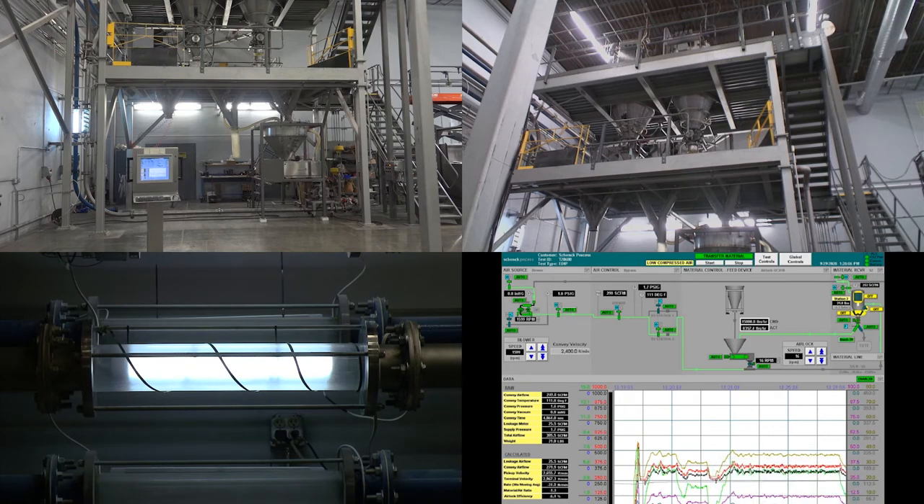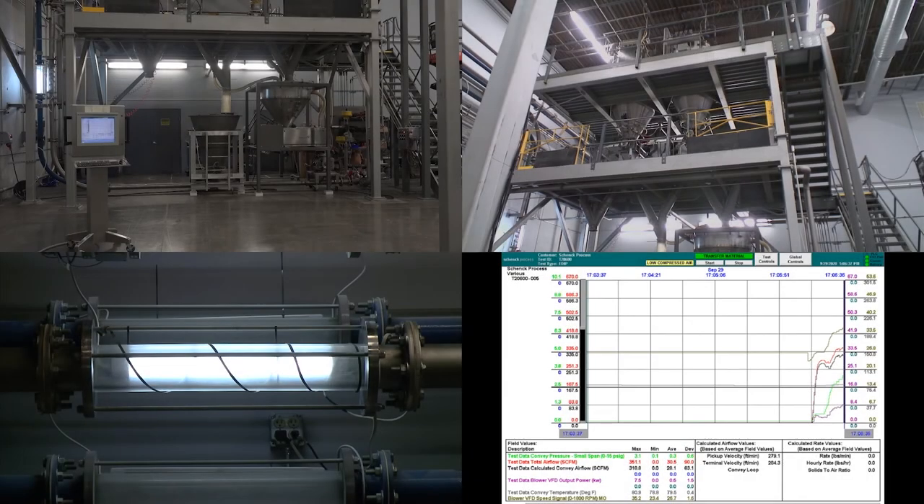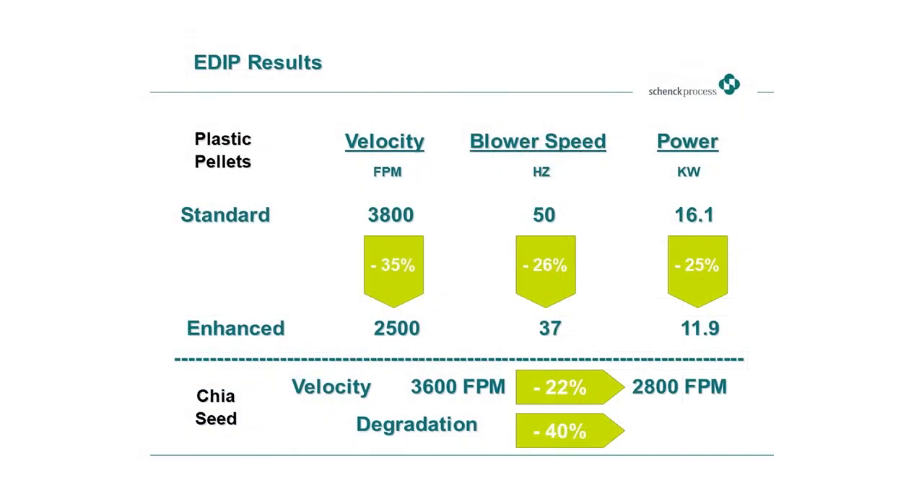Here we see a different material, chia seed. A typical design velocity for seeds would be 3,600 feet per minute. But here the controller allows us to operate reliably at 2,800 feet per minute. In a seed processing application, this would equate to better, more viable product on the receiving end.